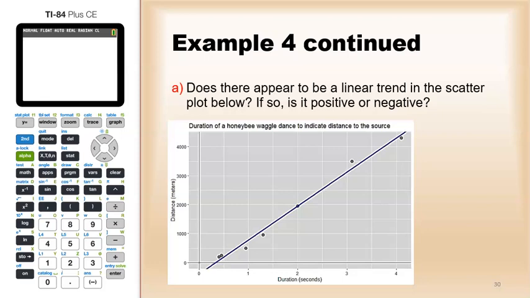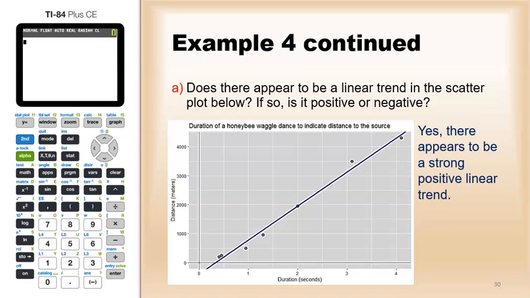Now, looking at a graph of the scatter plot, does it appear to be a linear trend? And if so, is it positive or negative? Well, since a line's already been drawn, you might get a sense that, yes, this does appear to be linear. So there does appear to be a strong linear positive trend to it. So the longer the dance, the farther the distance.